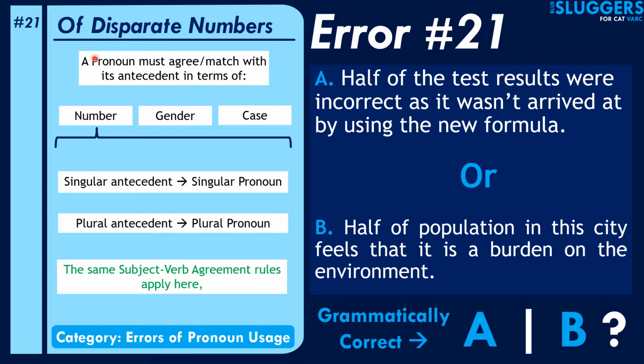Okay guys, with this error type, we'll be moving on to the topic of pronoun usage. We'll be dealing with errors of pronoun usage, of which there are mainly three types. The way a verb is supposed to agree with its subject in terms of number, a pronoun is also supposed to agree with its antecedent. The antecedent is basically the subject that the pronoun is taking the place of.